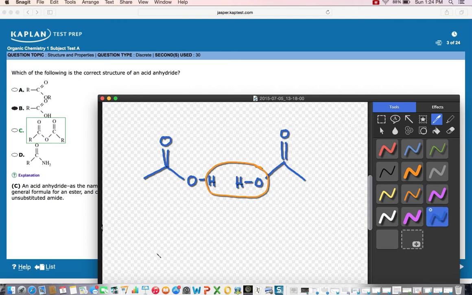And what I'm left with are these 2 acetyl groups that are linked together through an oxygen atom. This is an acid anhydride.